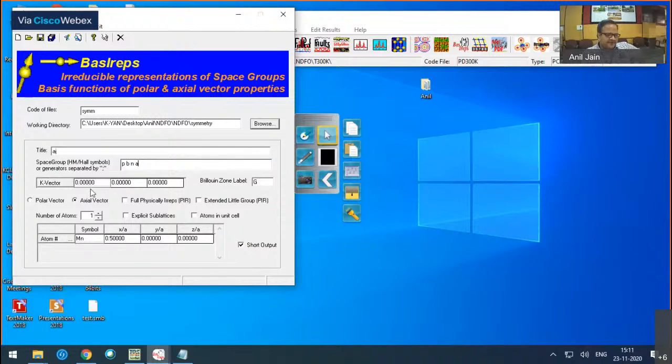This is the k vector which we have determined. So this k vector is 0, 0, 0 and this k vector is the gamma point. So we label it as Brillouin zone label G, gamma. Magnetic moment is an axial vector. I have put it as axial vector. And the number of atoms, in this case magnetic atoms, of course we have two magnetic atoms, iron and manganese, but they are at the same site.